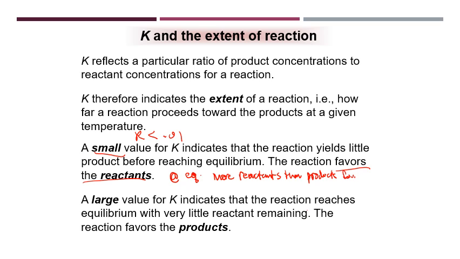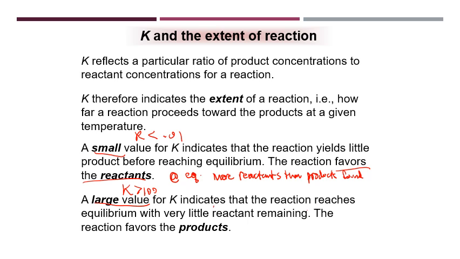When we talk about a large value for K, typically we're talking about K being greater than 100. That will mean that the reaction is going to progress very far towards the product side, and you'll have very little reactant that is remaining. So we say that this reaction will favor the products, and therefore at equilibrium, we would have more product molecules found than reactant molecules. We could also have another situation where K is close to 1, and that would basically represent the fact that you have fairly equal concentrations of reactants and products once equilibrium has been established.